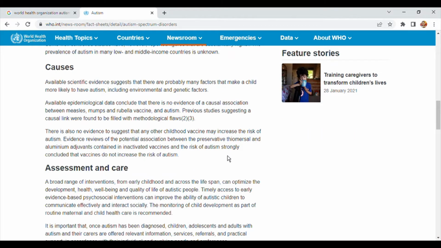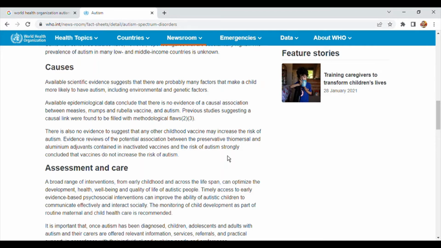Causes of autism spectrum disorders. There are many factors that make a child more likely to have autism, including environmental and genetic factors. According to the epidemiological data, there is no evidence of a causal association between the measles, mumps, and rubella vaccine and autism. Previous studies suggesting a link between them were found to have methodological flaws. So there is no evidence to suggest that any childhood vaccine may increase the risk of autism. So children can take any vaccines. It is also concluded that vaccines do not increase the risk of autism.